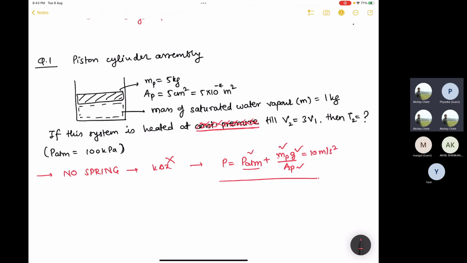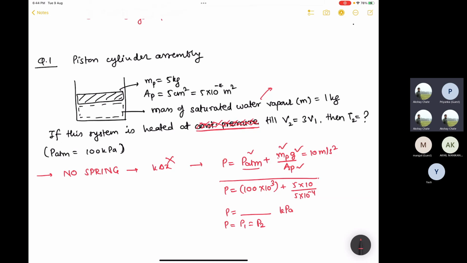So now how will you solve this? You can calculate P from here. I'll not go into the calculation, but you have 100 kPa. Let's put everything into SI units. You have mass, you have G, then you have AP, the cross section area of piston. From here you'll get a certain P. I leave this numerical exercise to you. Since this is a constant pressure process, P will be equal to P1 and P2. And one more hint here is that it's a saturated vapor.